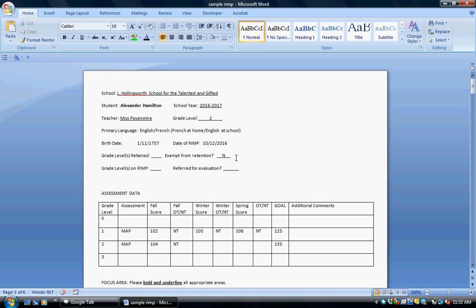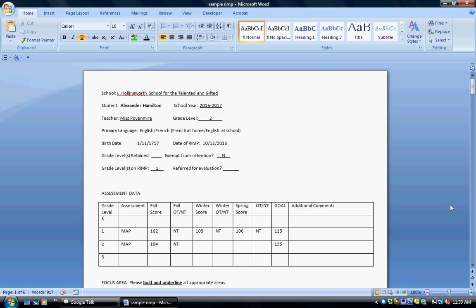Any student exempt from retention is one that has either been retained before or by some provision of the state cannot be retained, such as an English learner, someone on an IEP that has already been retained, etc. The grade levels he's been on a RIMP, he was on one in 1st grade, and he has not been referred for evaluation. If he has been referred for evaluation, you'd put in a Y there or write the word yes. That means the IEP process has already been started or it is nearing completion.